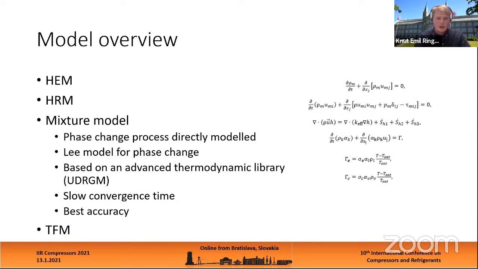The third model is called a mixture model. Here we use one of the more advanced mixture models available. A mixture model essentially is where, instead of modeling the phase change process as a relaxation toward equilibrium, you use a specific submodel for modeling this phase change. This model is based on something called a UDRGM, which is a specific and very complicated to use thermodynamic library in ANSYS Fluent. And this has caused it to typically have very slow convergence time, but still, when you actually get convergence, you will typically have very high accuracy.